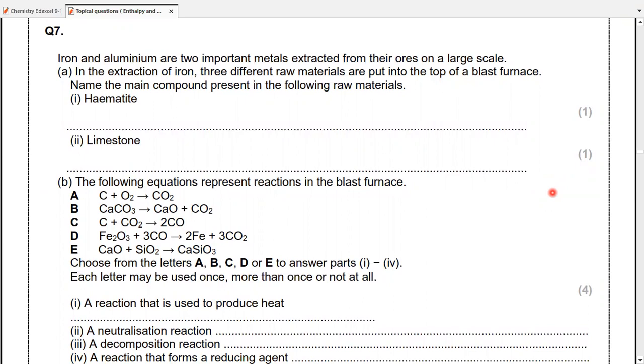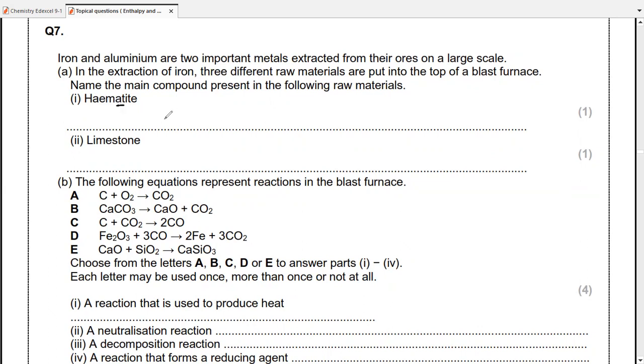Name the main compound present in a fossil raw material. So I don't know. Okay, so far you haven't studied limestone in detail, so we can really skip that one. But even if you do it, that's fine.